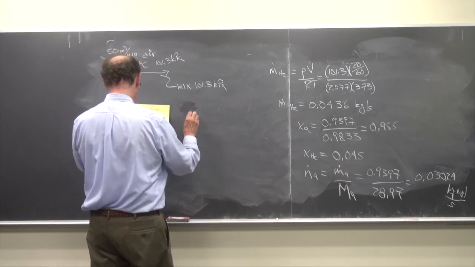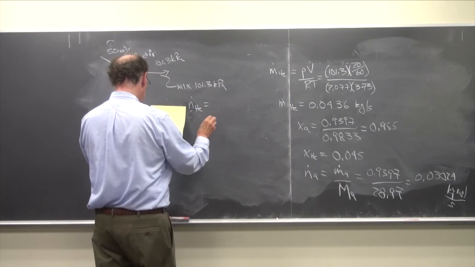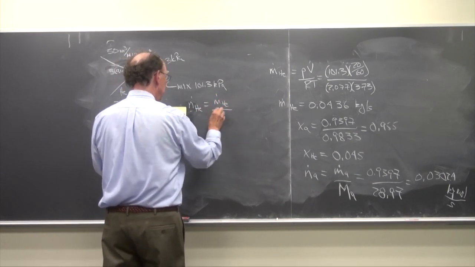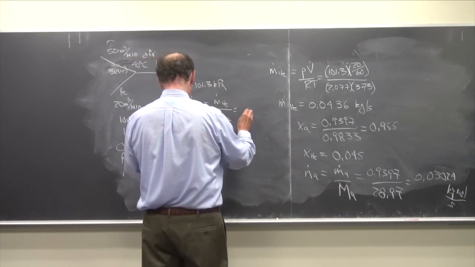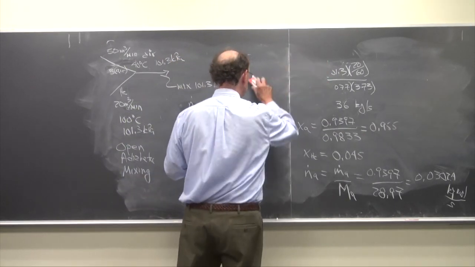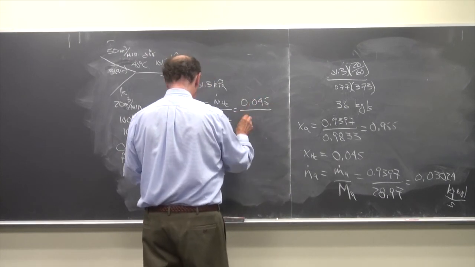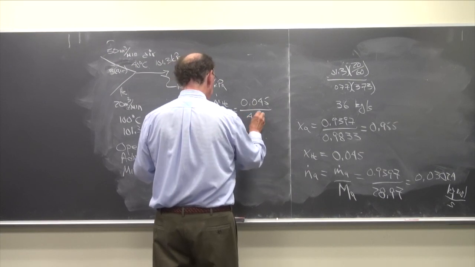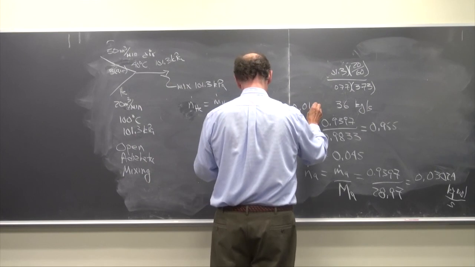So n dot of the helium is equal to the mass flow rate of the helium divided by the molecular weight of the helium, which is 0.0436 divided by 4.003, equal to 0.0109.